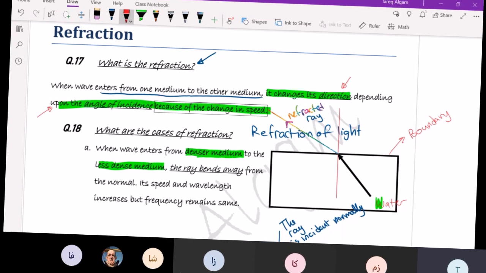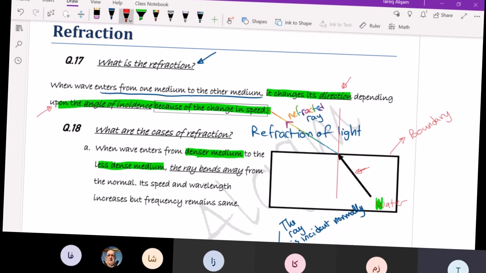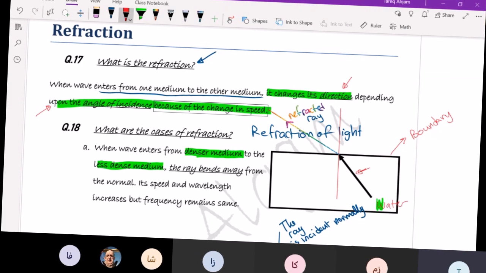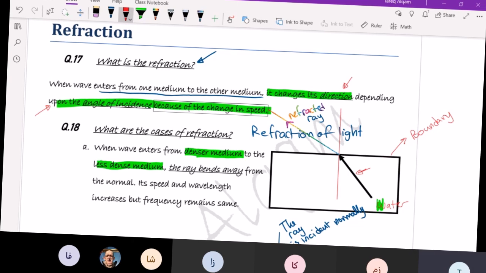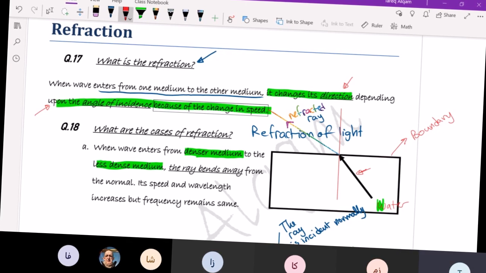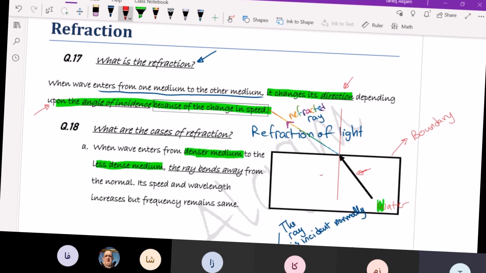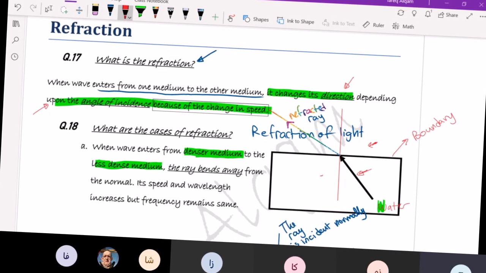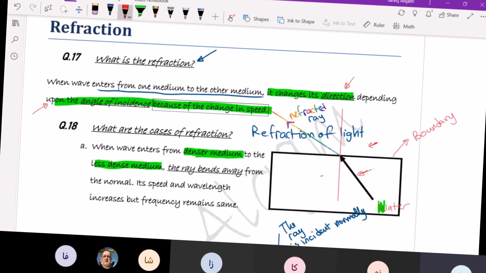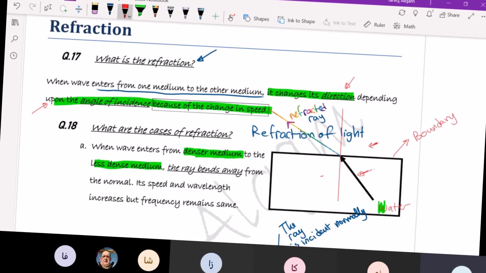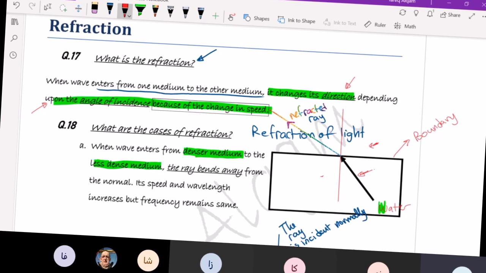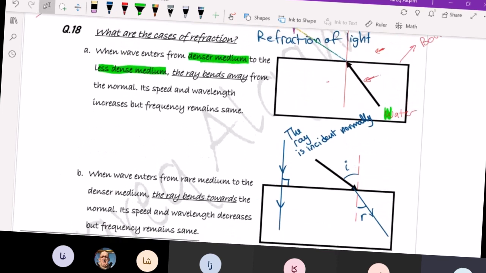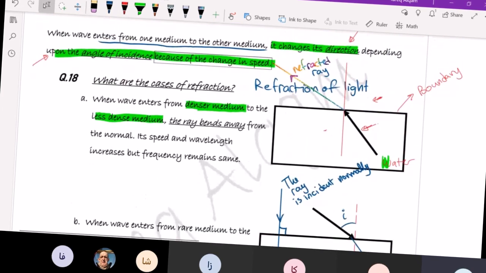Now we have the incident ray, and this is the refracted ray. If the light is coming from a denser medium to a less dense medium, the refracted ray bends away from the normal. Bends away from what? From the normal. The frequency stays the same, the speed increases, and the wavelength increases.